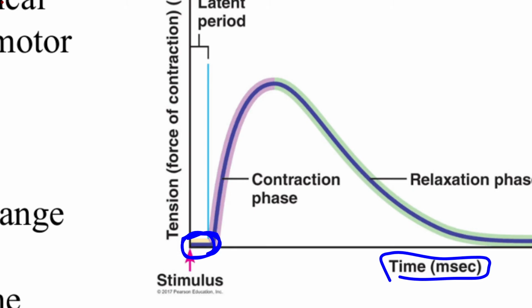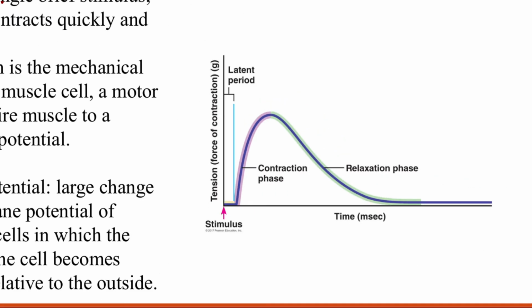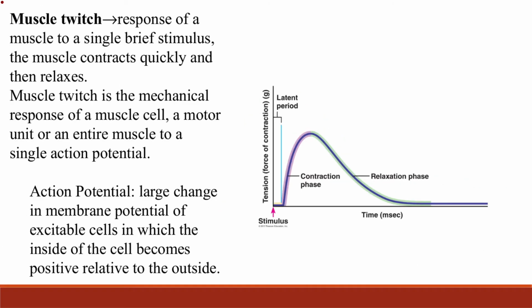This is when the calcium has to go in. The calcium has to go in and attach to the troponin and shift the tropomyosin out of the way. The myosin heads have to bend, and then we get contraction. And once the contraction is over, we get relaxation. That's a muscle twitch. And the muscle twitch is fastest for skeletal muscle, then cardiac, then smooth.